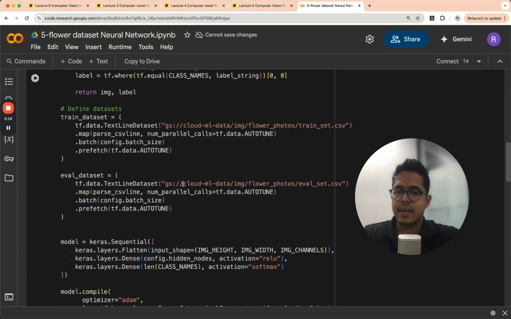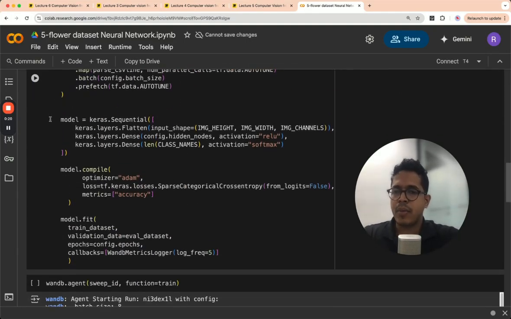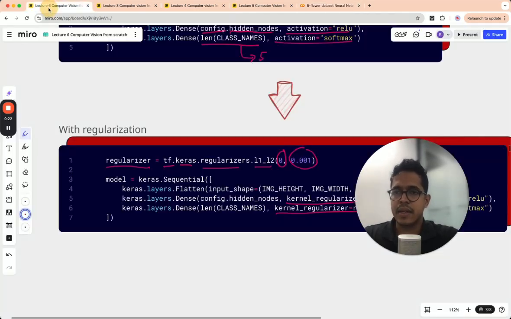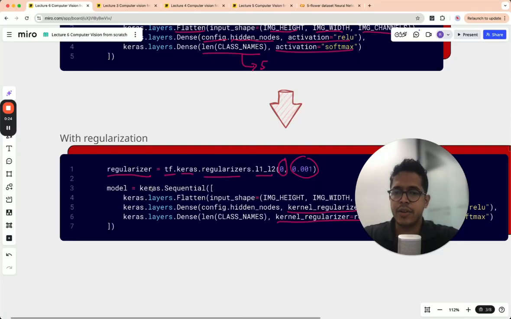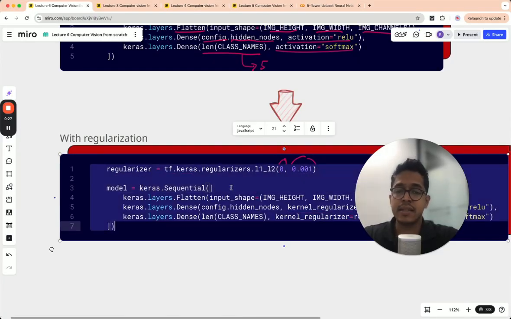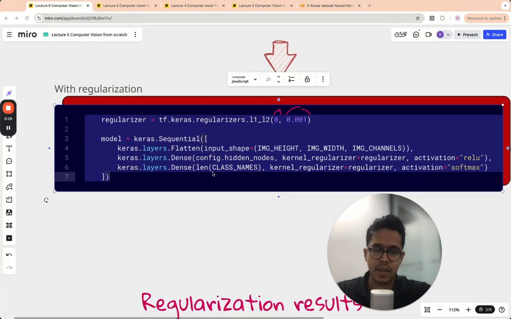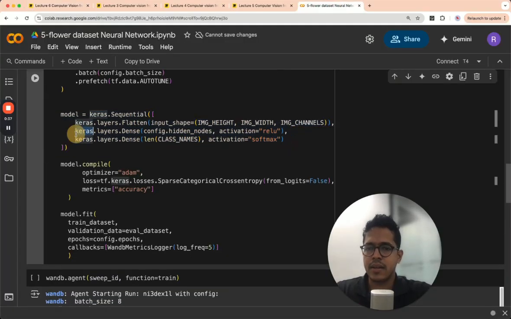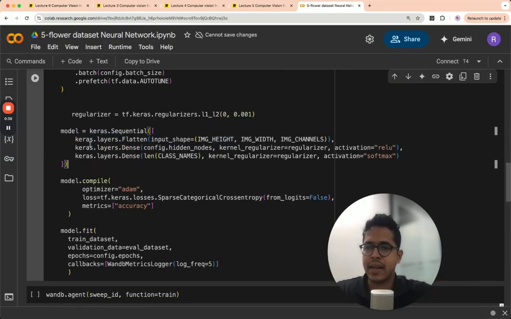And then in the part where we define the model, let's go back to our code. We just need to define the regularizer and then add that in the hidden layer as well as in the final layer just before activation. So let's copy this code and paste it here. So model equal to keras.Sequential, and the regularizer we are defining as L2 with 0.001 as lambda.